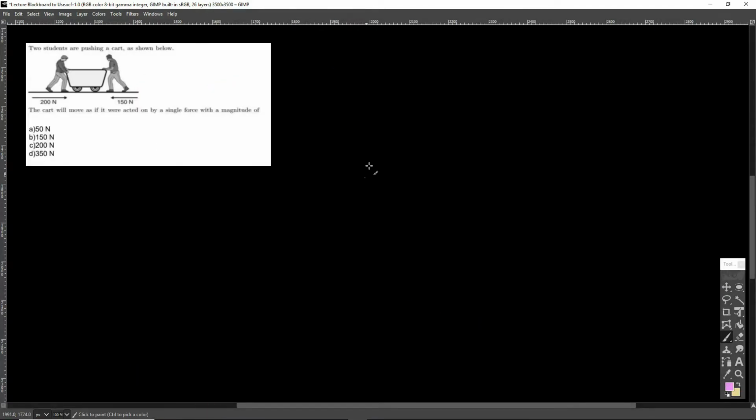All right, let's check out this problem. Two students are pushing a cart as shown below. It's just two guys pushing a cart in opposite directions. Their cart will move as if it was acted upon by a single force with a magnitude of, and then it gives us some answers. Before I even look at the answers, I'm already thinking, I need to draw a box. And I'm going to draw a force pointing to the right of 200 newtons. I can also have another force pulling to the left of 150 newtons.